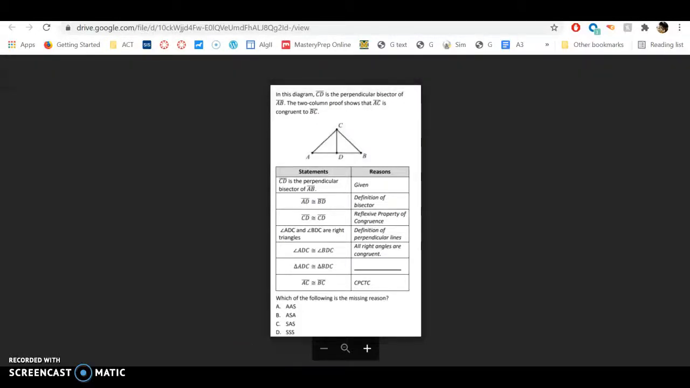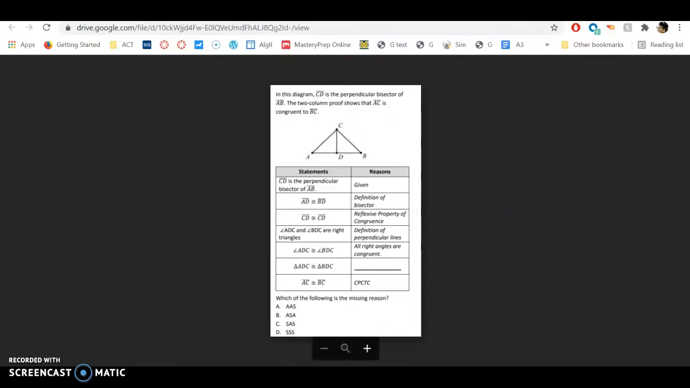All right, here's the first one. It is a throwback. It is one about proofs. So how do you prove these triangles ADC and BDC congruent? I would draw a picture if I were you and follow what it says and mark it up. Go.